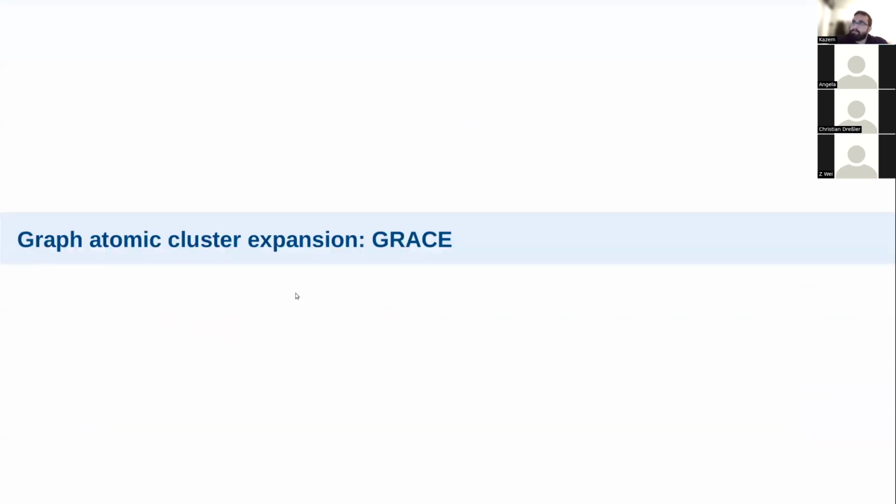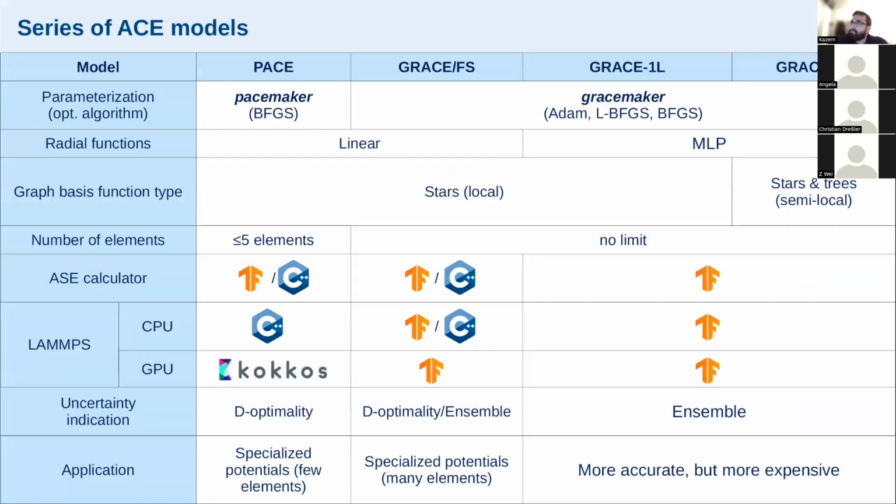But today we will speak about an extension of this model towards graph atomic cluster expansion that will not replace but complement ACE and PACE. We will refer to that as GRACE models for short. First, I would like to bring your attention to this table, an overview of a series of ACE models, where you can see both the Pacemaker and GRACE-maker tools and the corresponding types of models. I would like to explain quickly, before we go to the tutorial, the difference and in which situation you should use which model.